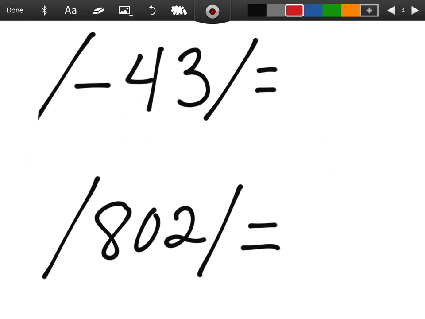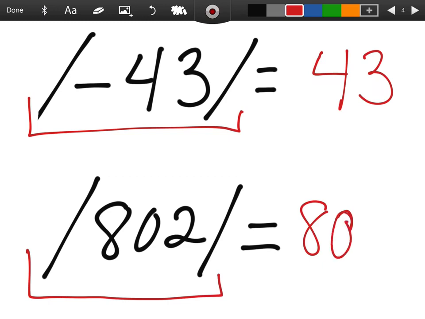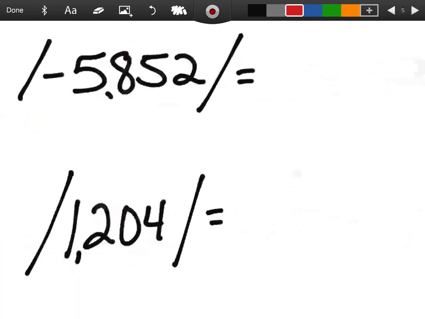So let's look at a couple more. The absolute value of -43 is 43. The absolute value of 802 is 802. Okay? A couple more. The absolute value of negative 5,852 is 5,852. This works for big numbers too. Again, this works with positives, negatives, big numbers, little numbers, doesn't really matter.